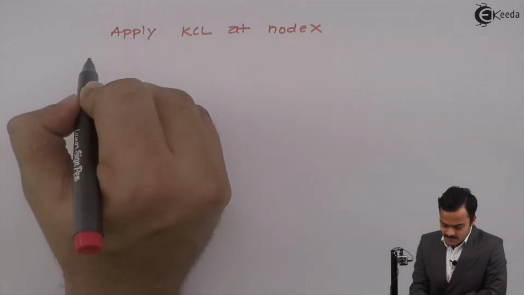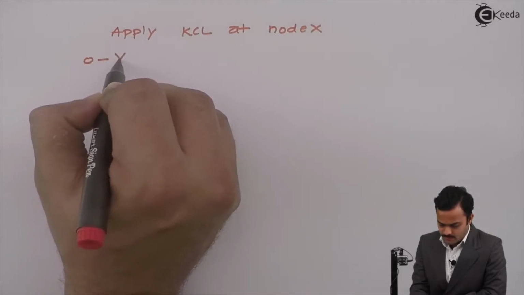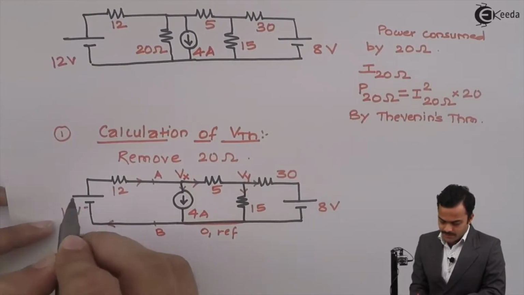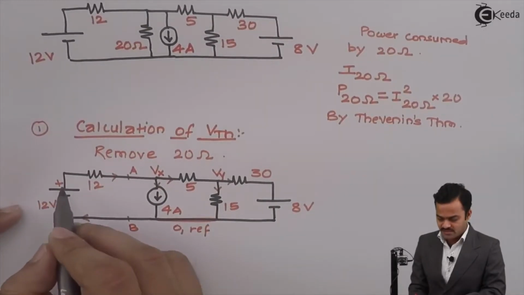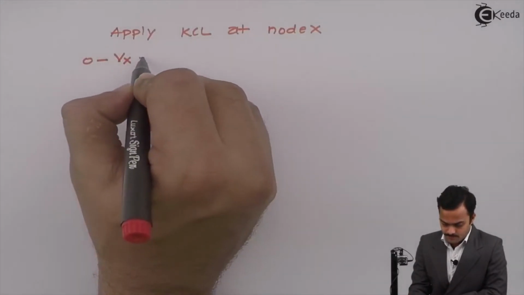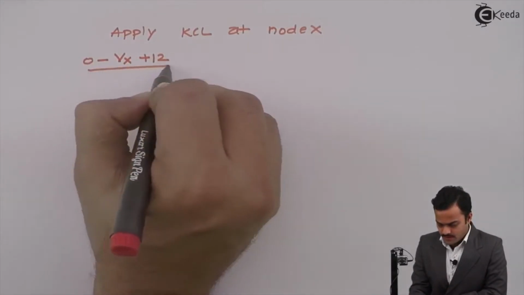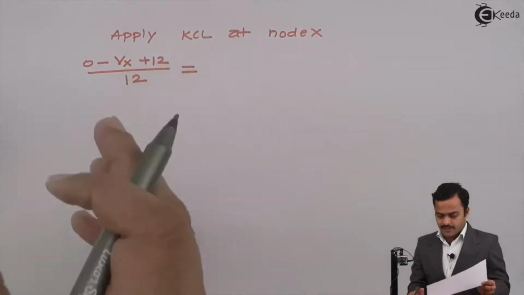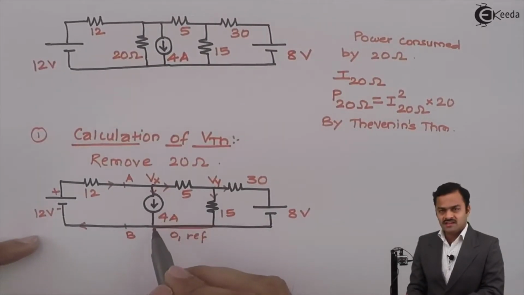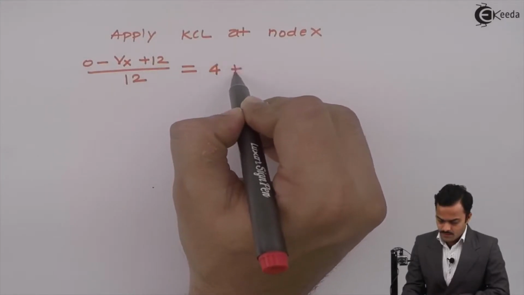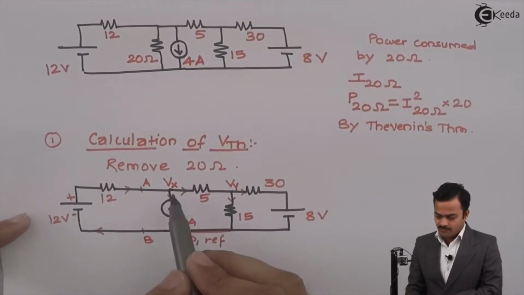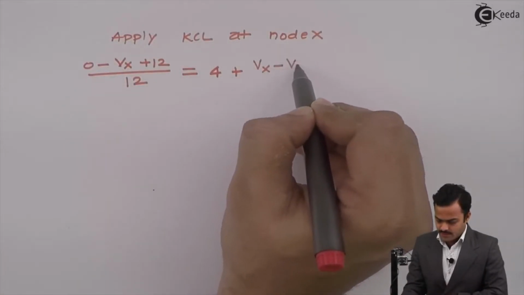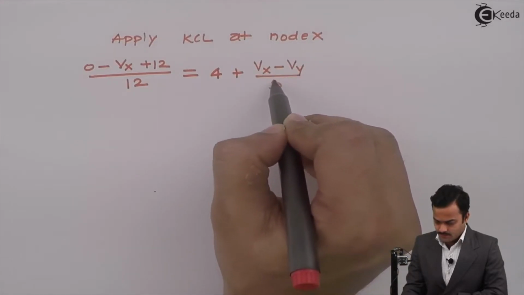So the equation will be like this: 0 minus Vx. In this direction of current I have a battery which is changing its polarity from minus to plus, so it is plus 12, divided by resistance of that branch which is 12, equal to outgoing currents. One is a current source directly, and the remaining outgoing current is starting from node X and ending on node Y. So Vx minus Vy divided by 5.